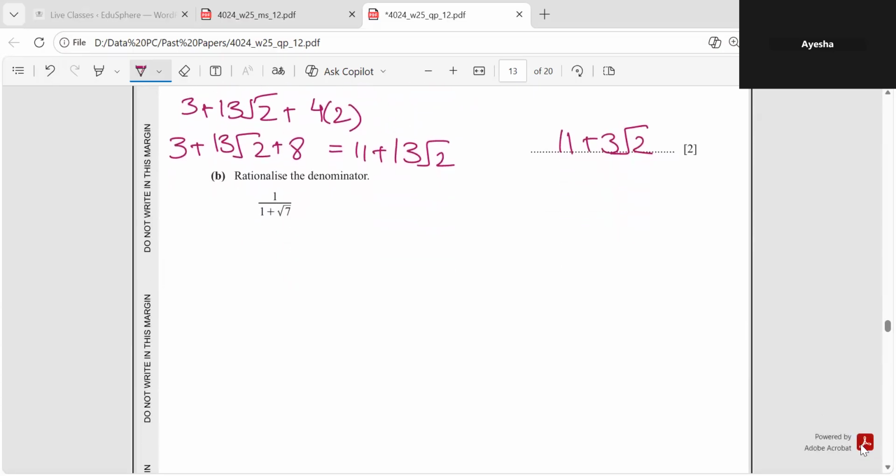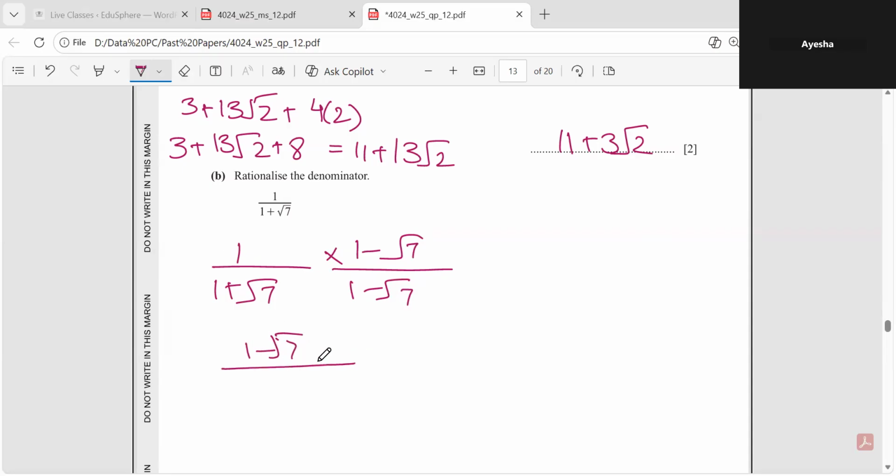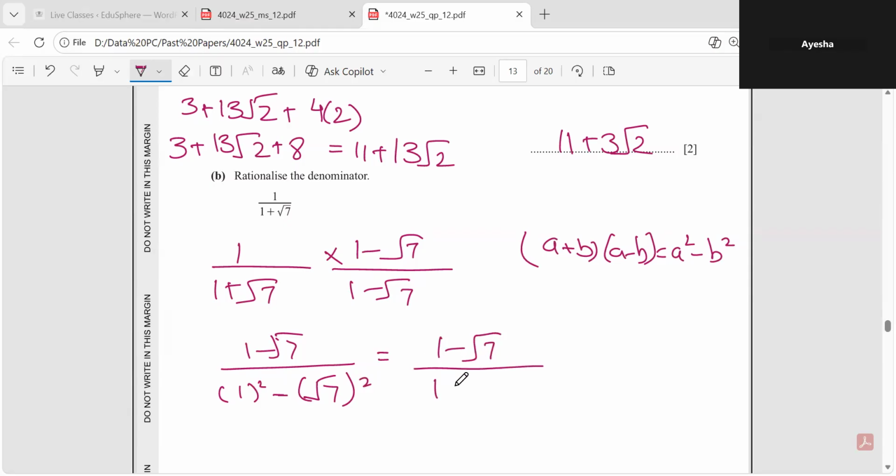Next question is rationalize the denominator. So we know that for rationalizing the denominator, first of all, we have to multiply. If it is 1 plus square root 7, we are going to multiply it with 1 minus square root 7 over 1 minus square root 7. So we're going to multiply this, we get 1 minus square root 7. And over here, it's a square minus b square, because we know that if it is a plus b and a minus b, they both are multiplied to get a square minus b square. So it's 1 square minus square root 7 whole square. So it will be 1 minus 7, because the square and square root are cancelled. So we get 1 minus square root 7 over minus 6.